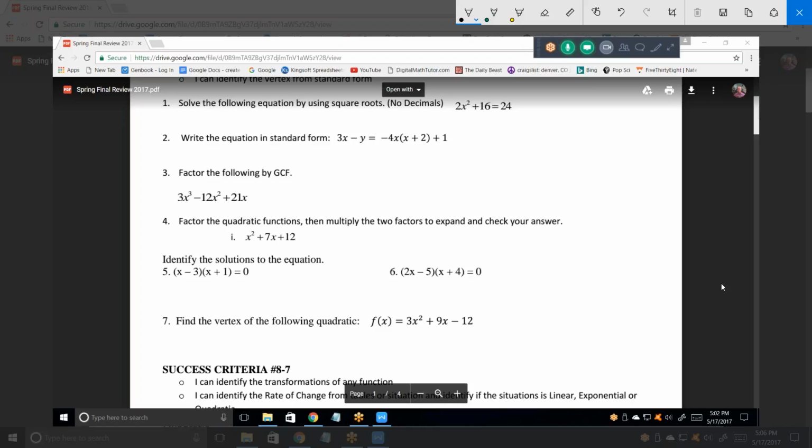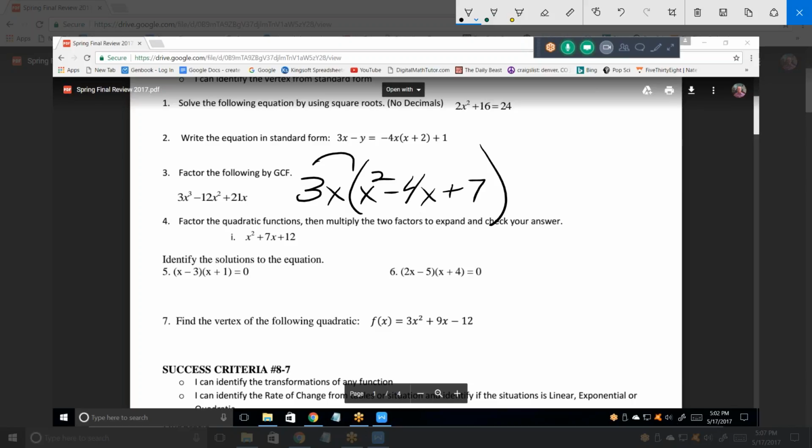Now, factor that using greatest common factor. What's the greatest common factor? Would that be 3x? And what's left? Then we have x squared minus 4x plus 7. Good.